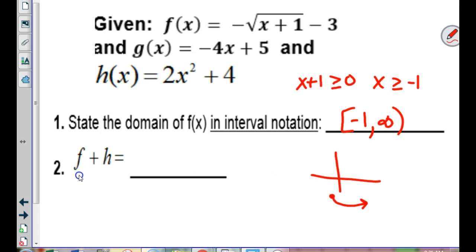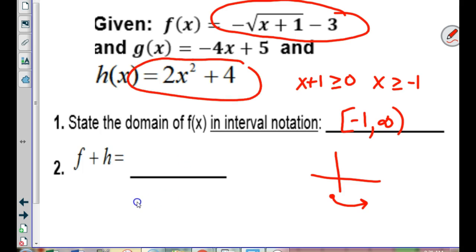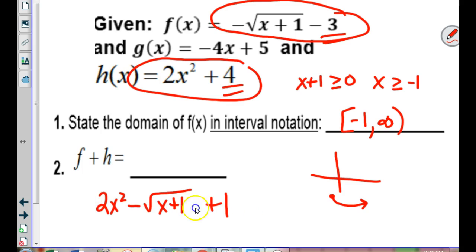Number 2 says add function f and h together. Is there anything I can combine from f and h, or am I just going to have a whole list of terms? Yes. So in any order, I'm going to have a term that says 2x squared. I'm going to have a negative square root of x plus 1. But the 4 and the -3 I can combine and put a plus 1. So those 3 things in any order, anybody have a question about that?